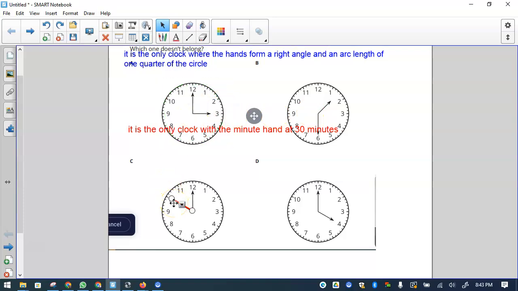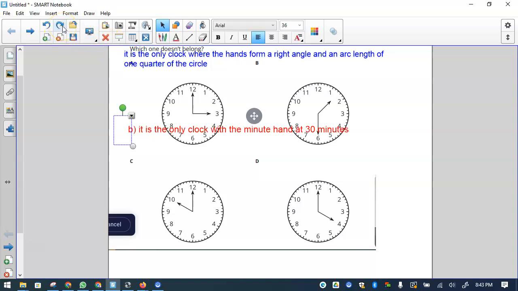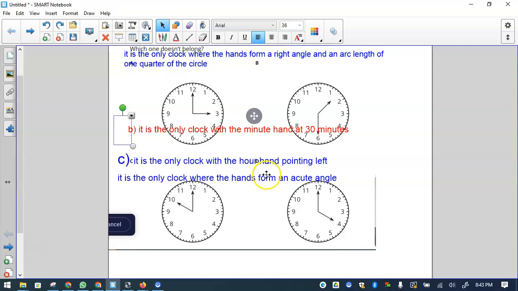I hope that helps. So I'm going to write here: it is the only clock to form an acute angle. You can see I already typed that. And the last one, this is the only clock with the hour hand pointing down.